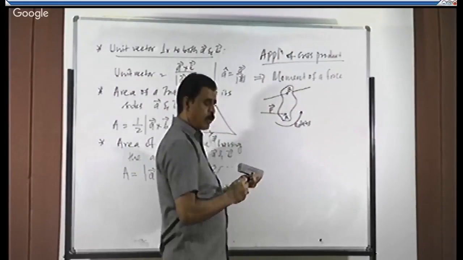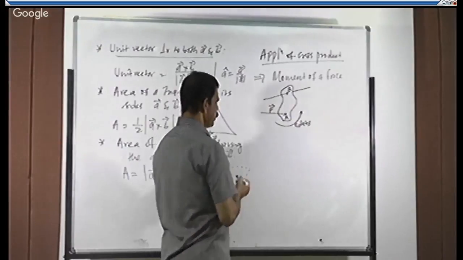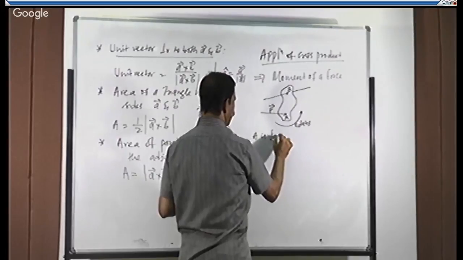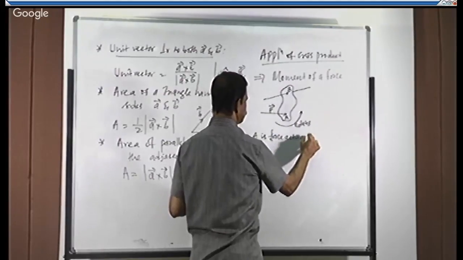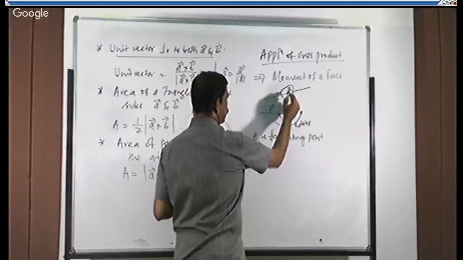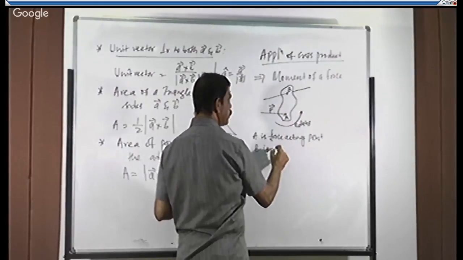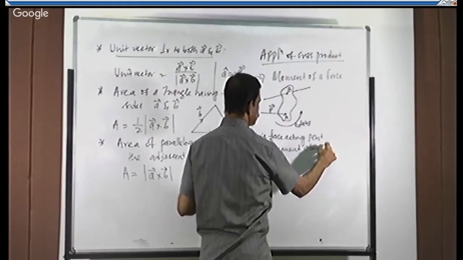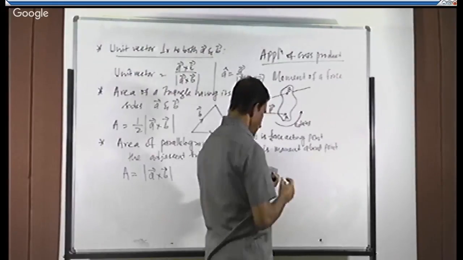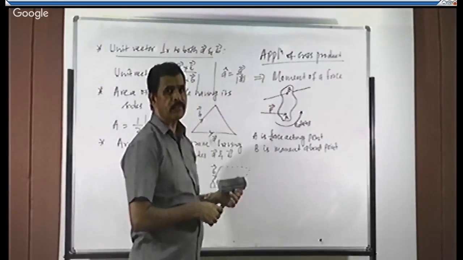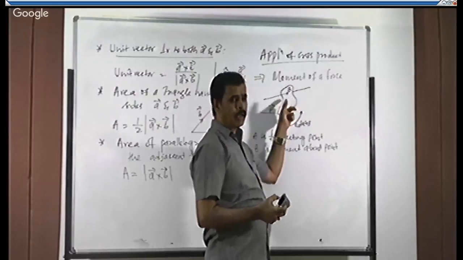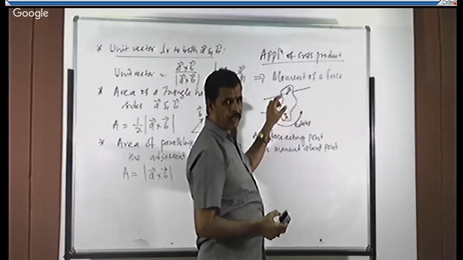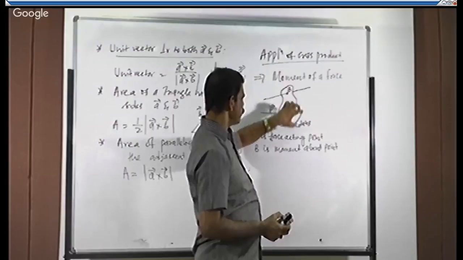What is A? A is called the force acting point. B? B is the moment about point. It is always mentioned like that only. There will be 2 points: one is the moment about point and the other one is the force acting point. Consider force acting point is always A and moment about point is always B.